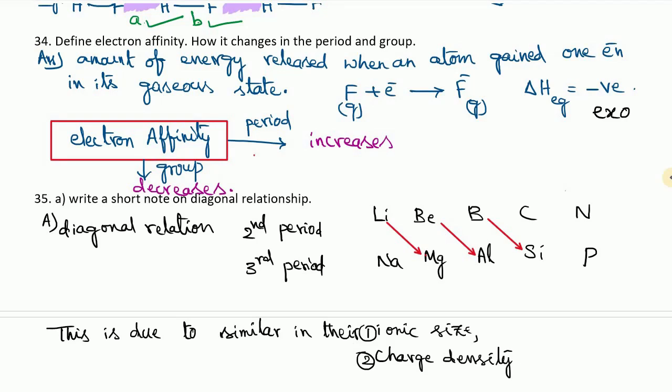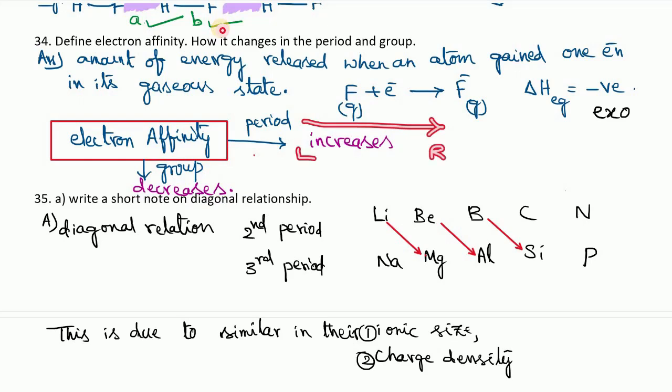Then electron affinity, how is it changing in periods and groups? In the period, it increases. In the group, it decreases. Group means top to bottom. Period means left to right, like this, left to right.